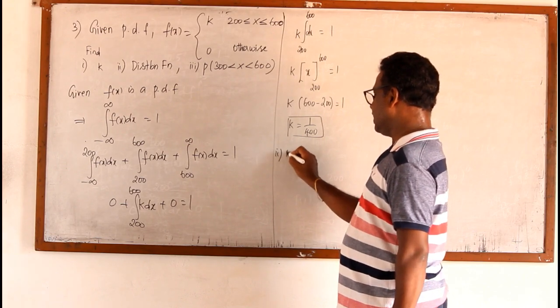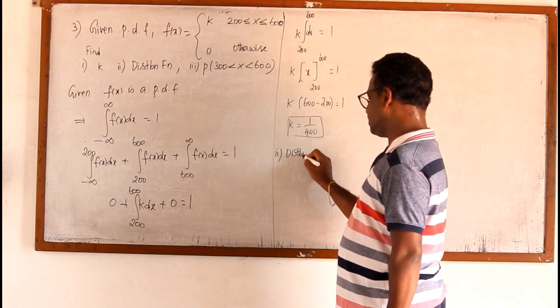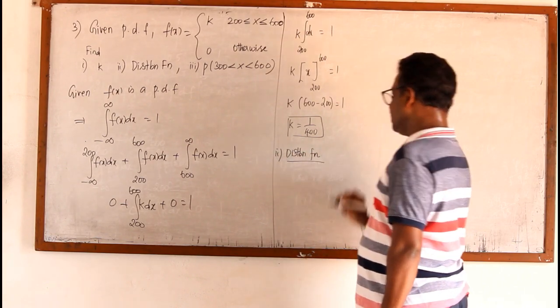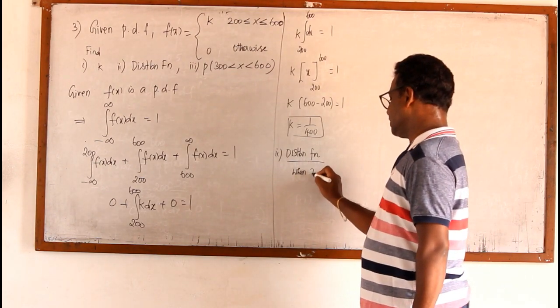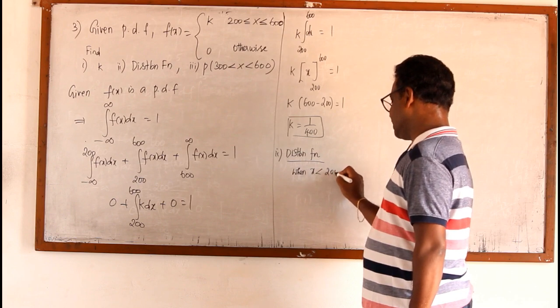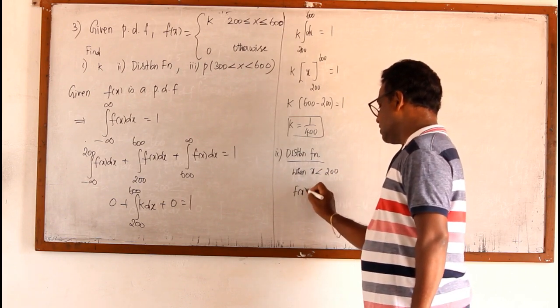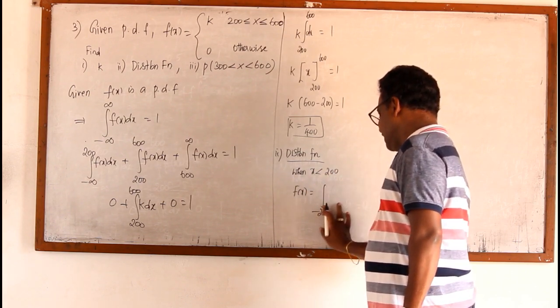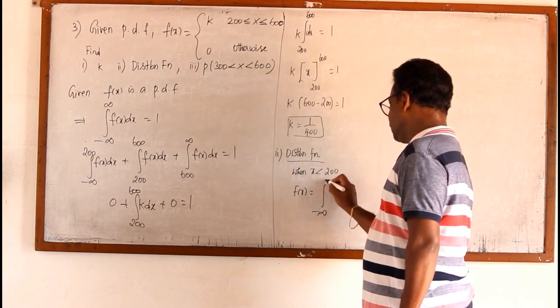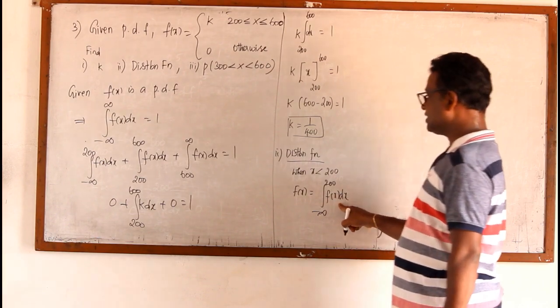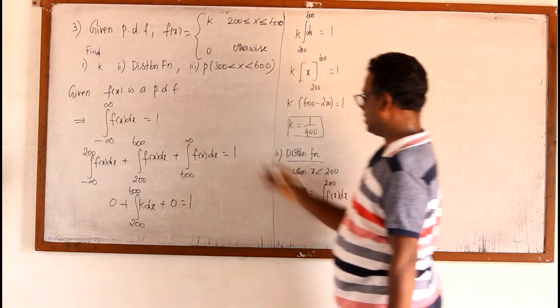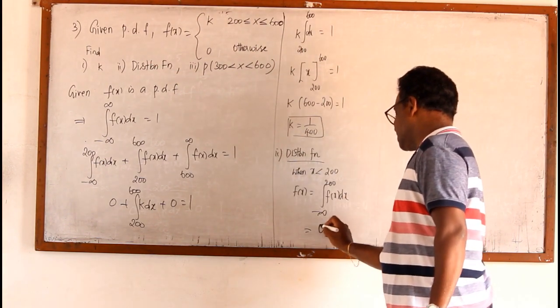Second one, I have to find the distribution function. For the distribution function, the first case is when x is less than 200, that is capital F of x is the integral from minus infinity to 200 of f of x dx. But the function does not exist before 200, therefore the value is 0 straightaway.